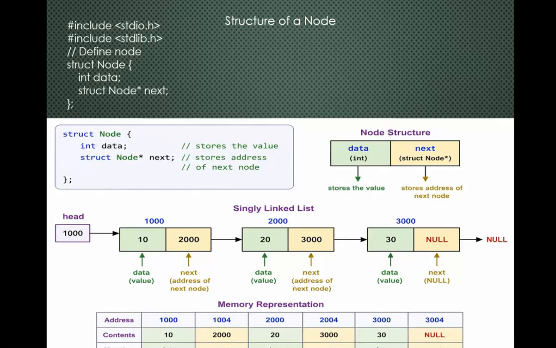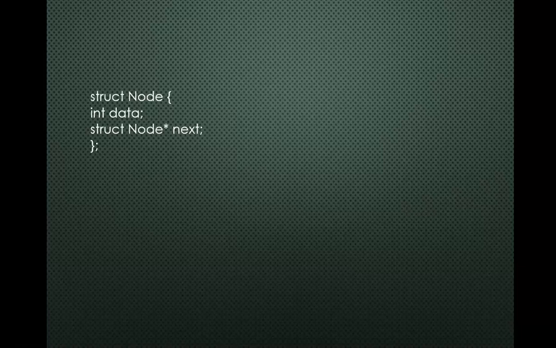Look at the example. The node structure has two compartments. One is the data that stores the value, and the next is storing the address of the next node. I have seen many people writing the structure definition like this.